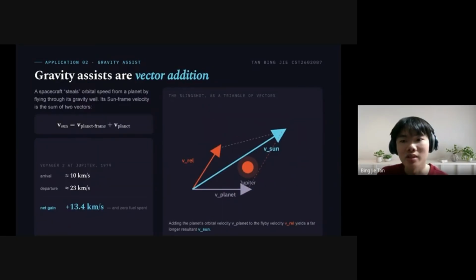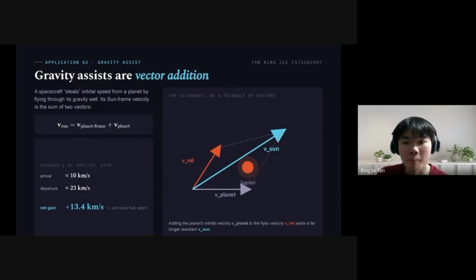Here's my favorite trick in all of spaceflight, the gravity assist. A spacecraft flies past a planet and steals some of the planet's orbital speed, gaining velocity while spending zero fuel. How? By using pure vector addition. Its speed relative to the planet is one vector, v rel, and the planet's orbital velocity around the sun is another, v planet. Add them, and you get its speed in the sun's frame, which is this formula. Look at the triangle on the right. Two arrows joined tip to tail produce a much longer resultant.